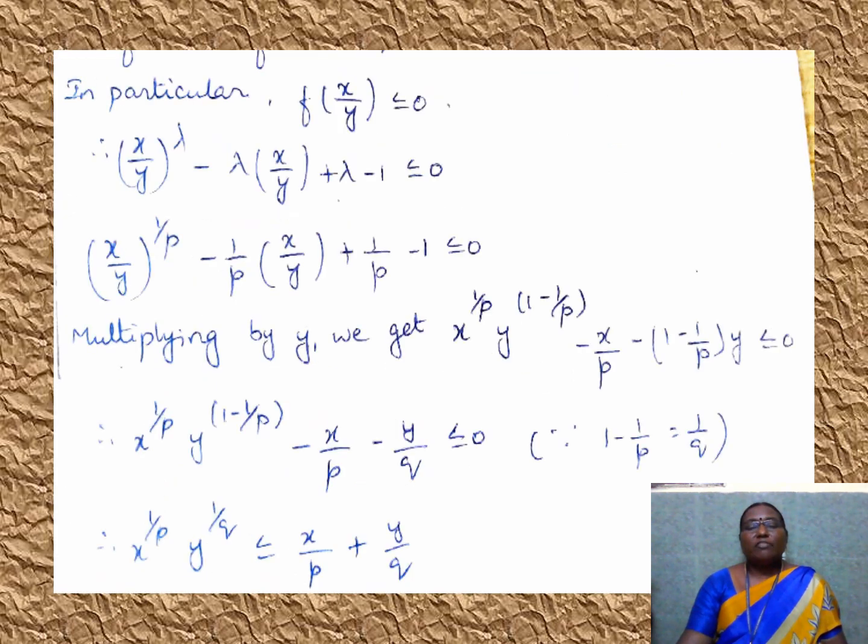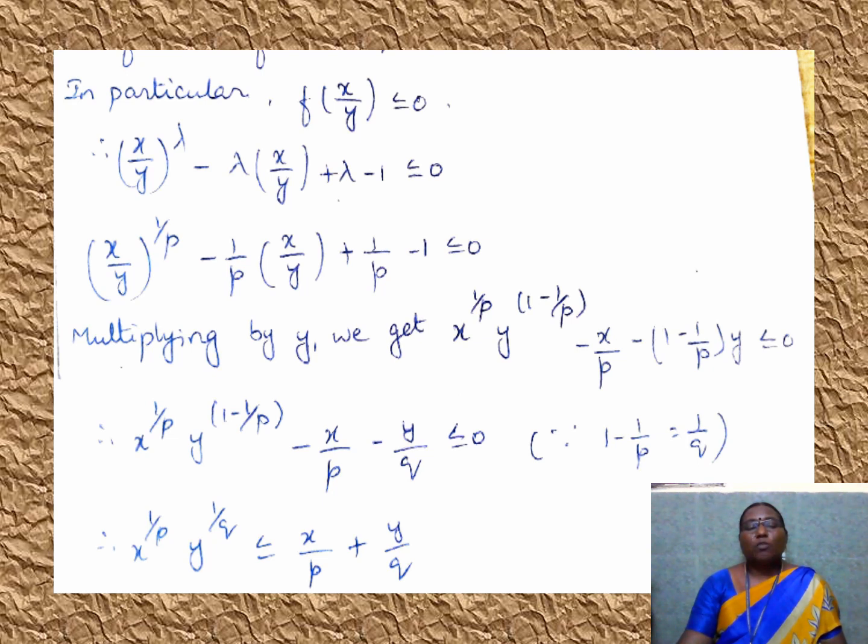So in particular, if we put x by y instead of t, we get f of x by y less than or equal to 0. So we are substituting this x by y in the equation of f of t, and we get (x by y) power lambda minus lambda into (x by y) plus lambda minus 1 less than or equal to 0. If I substitute the value for lambda as 1 by p, I get (x by y) the whole power 1 by p minus 1 by p into (x by y) plus 1 by p minus 1 less than or equal to 0. We are multiplying by y.